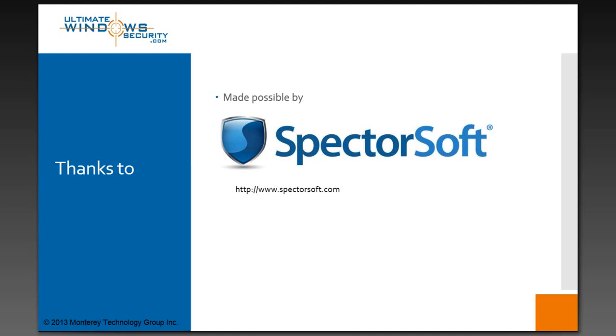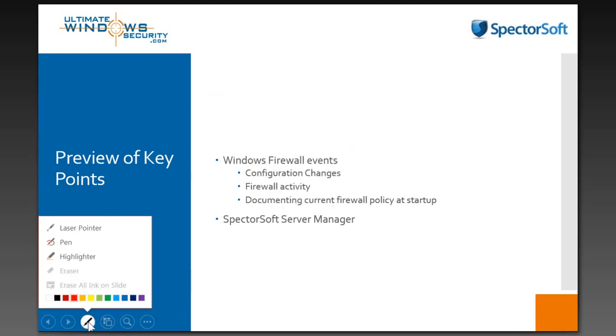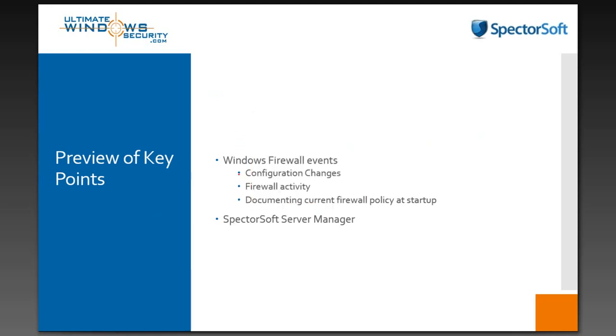But let's get into the real training, and that is, what are the events that we can monitor about the Windows Firewall? Well, we're going to show you that you can monitor configuration changes. You can also monitor the actual activity of the firewall as far as what is it blocking, what is it allowing. And then there are a bunch of events that also get logged whenever the firewall starts up. It basically just dumps out its current configuration policy. And that maybe is something that you want.